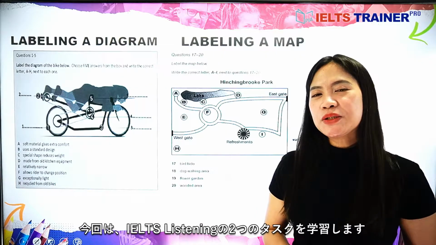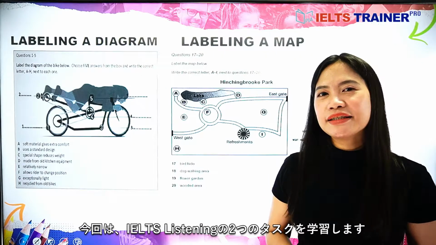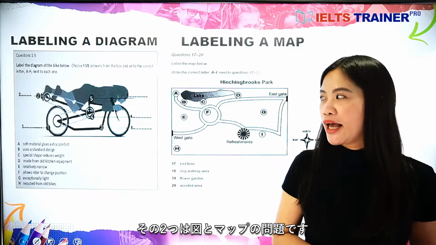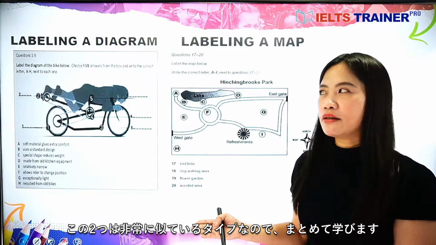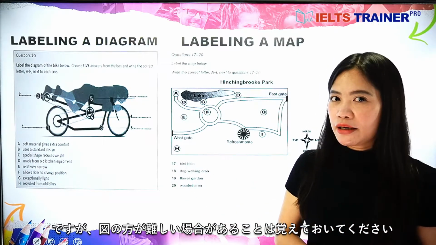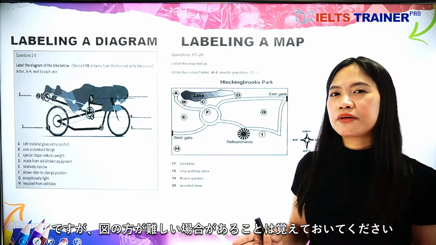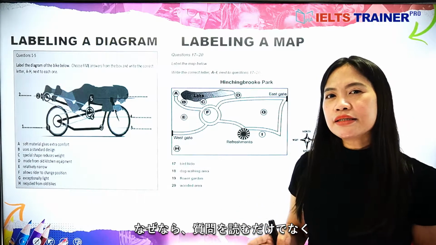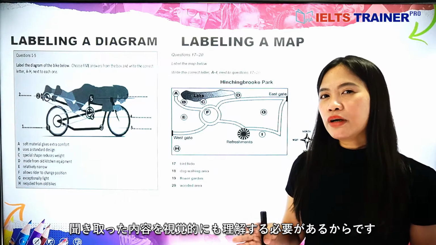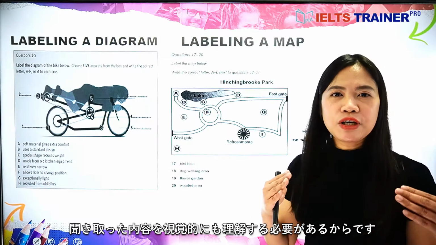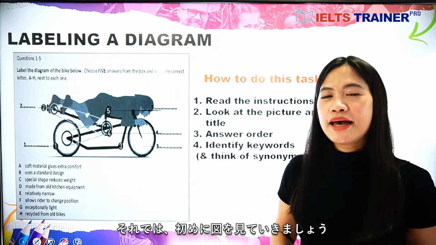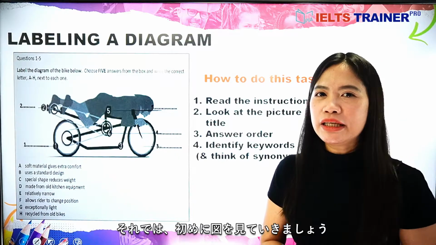Today, we are going to look at two tasks in the IELTS listening in which you need to label a map and diagram. They are very similar to each other, that's why I put them together, but you have to know that labeling a diagram and a map can be rather tricky. That's because instead of only reading the question, you also need to work it out by understanding the visual representation of what you hear. Let's go straight ahead to labeling a diagram.